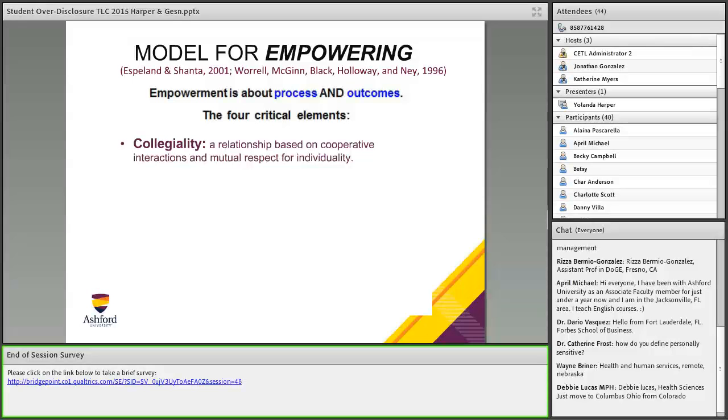Now, we can give the feedback with care and compassion, but yet the feedback is still honest. An example of increasing collegiality would be modifying the role of the educator from that of the sole provider of information to that of a coach.